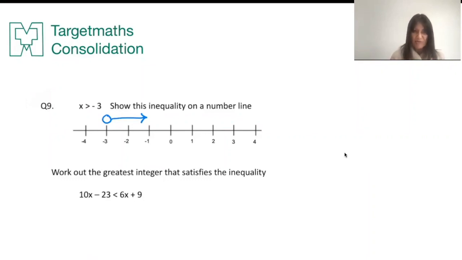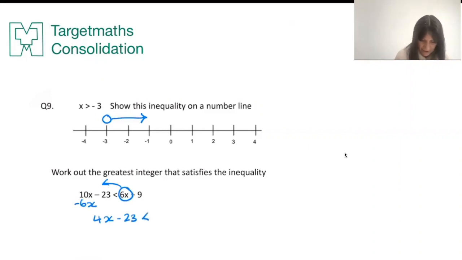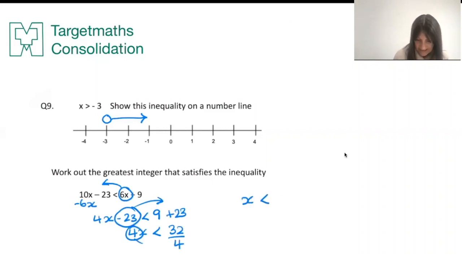Next part is to work out the greatest integer that satisfies the inequality. So I'm going to get x on its own so that I can narrow this down to what x is less than. So we're going to take the 6 over. That will land as minus 6x, leaving me 4x minus 23 being less than 9. And we're going to keep going. So that's going to land as plus 23 to give me 4x is less than 32. And then, of course, divide through by the 4. It's going to give us x is less than 8.